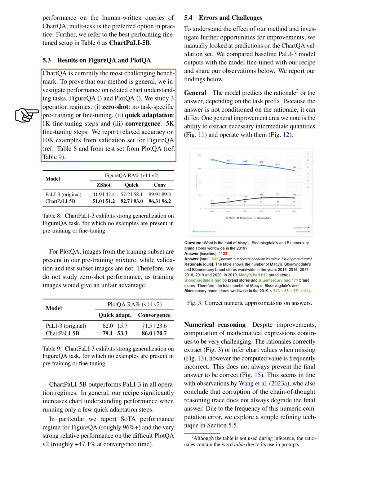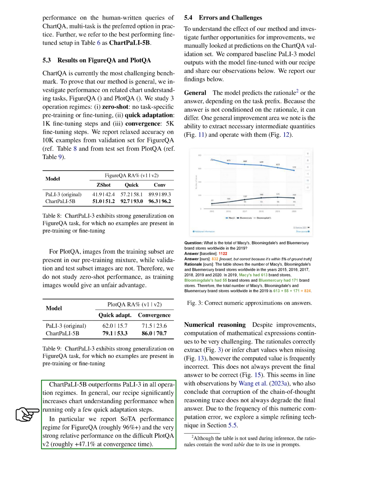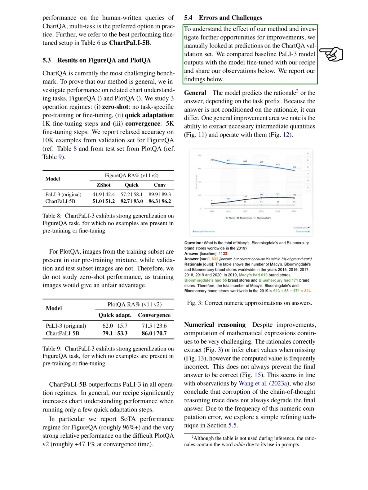Additionally, we evaluated our method on FigureQA and PlotQA tasks to demonstrate its generalizability. We assessed performance in 3 operation regimes: zero-shot, quick adaptation, and convergence. ChartPaLI-5B outperformed Poly3 across all regimes, showcasing significant improvements in chart understanding performance with just a few quick adaptation steps. We also identified areas for improvement by manually examining predictions on the ChartQA validation set.